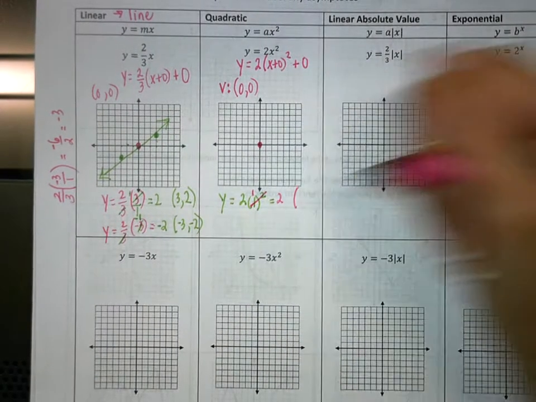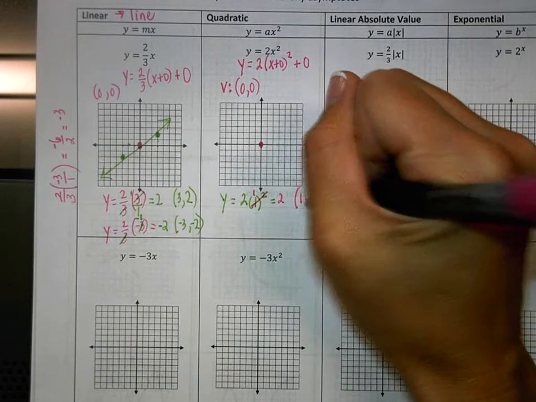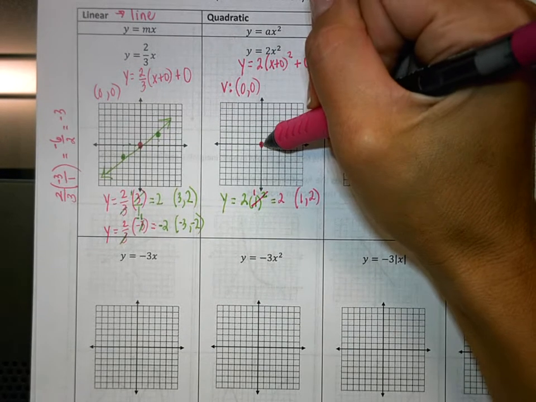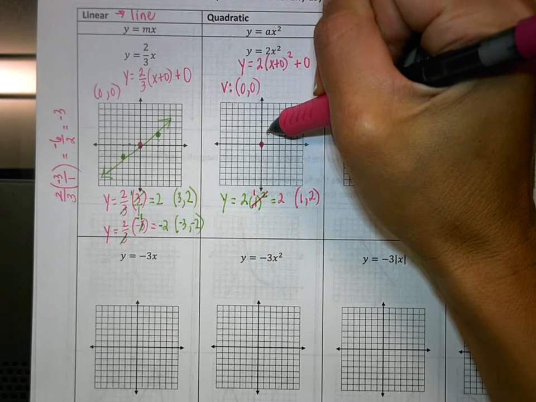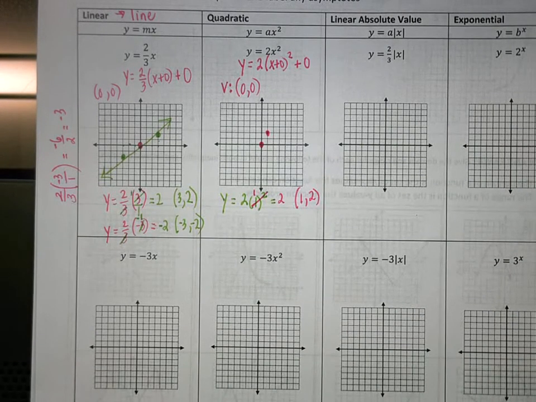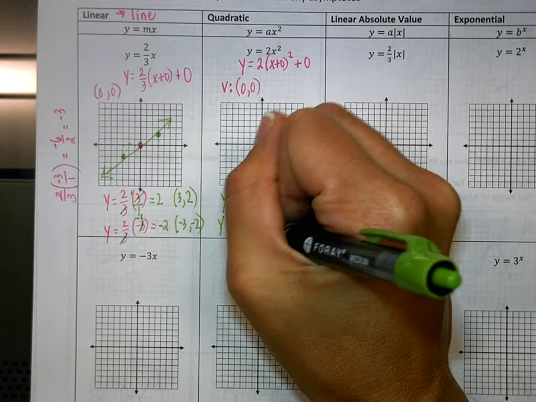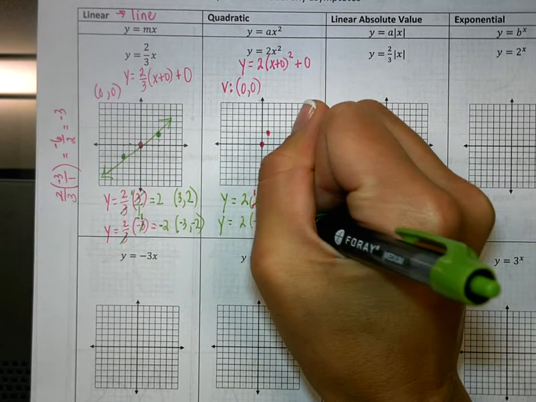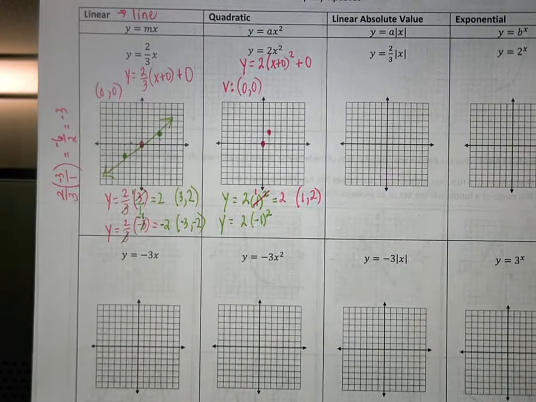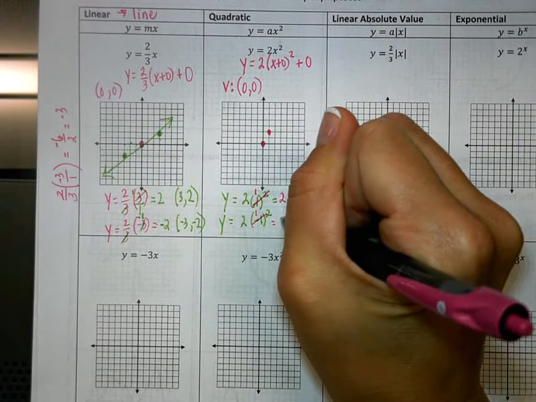Okay, so what is this ordered pair? What value did I plug in for x? 1, and then the y value was 2. So my second point now is 1, up 2. Okay, so now we're going to use another value, but we want to use a negative. And so I'm going to plug in negative 1. Negative 1 squared. So what's negative 1 times negative 1? Very good. And 2 times 1 is 2.